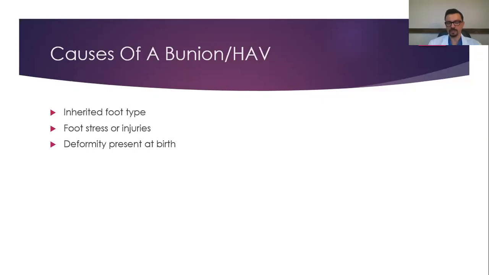And then deformity present at birth. Some patients can develop a bunion as early as birth, but typically we don't see them at birth. But there are certain anomalies that do occur, that as the child progresses to adolescence, patients do develop adolescent or juvenile bunions that progress to more severe bunions later on in life.